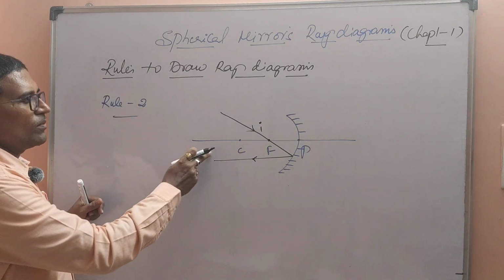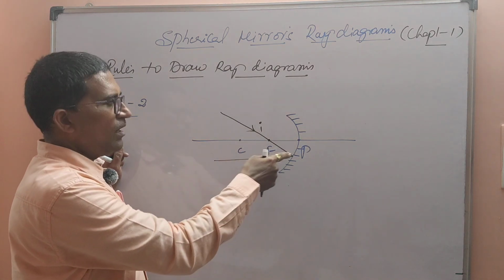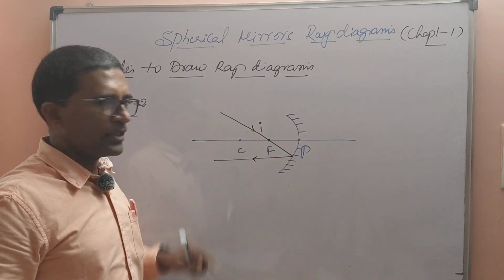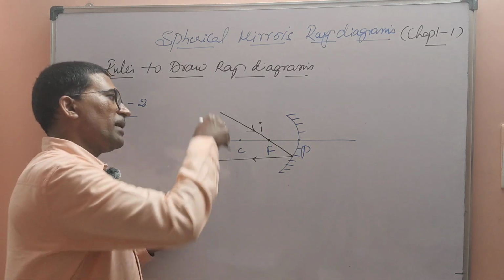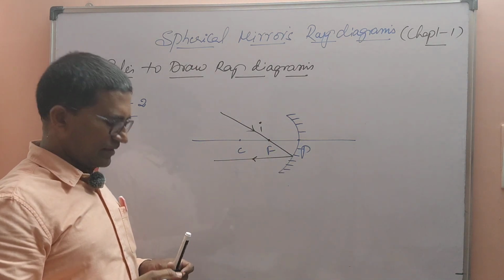Now, if you want, please write down. I will dictate. If the incident ray is passing through the focus, after reflection, it is parallel to the principal axis. I hope you understood how the ray behaves if it passes through the focus. If it passes through the focus, after reflection, it is parallel to the principal axis.